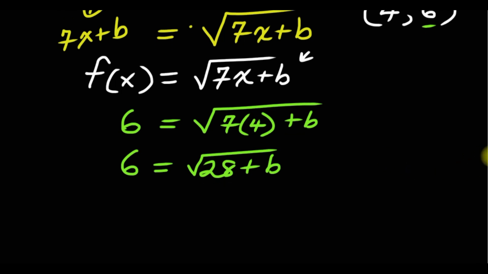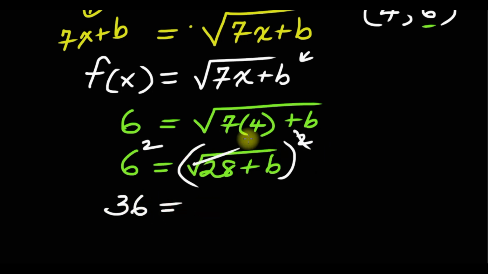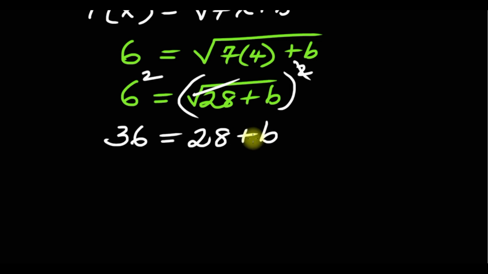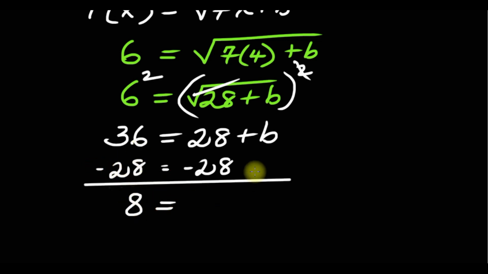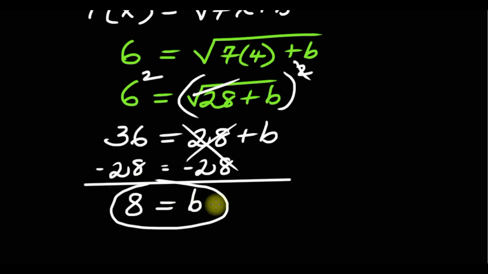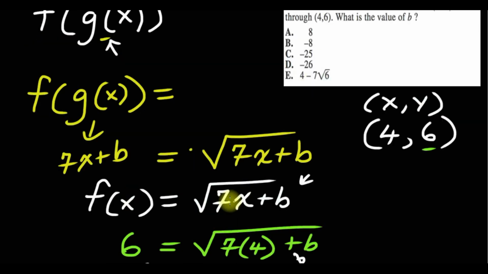The first thing we have to do is get rid of the square root. How do we get rid of the square root? To get rid of the square root, you want to square it. If you square the right-hand side, you have to square the left-hand side. So here we have 36 is, the square is going to cancel with the square root, so you're left with 28 plus b. To get the b all by itself, you want to minus 28 on both sides. This is going to give you 8, since 28 minus 28 is 0. Bring down the b. So the value of b is 8. The correct answer for this one is going to be A.